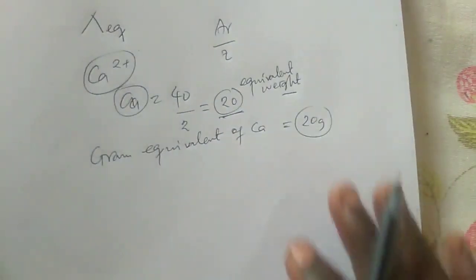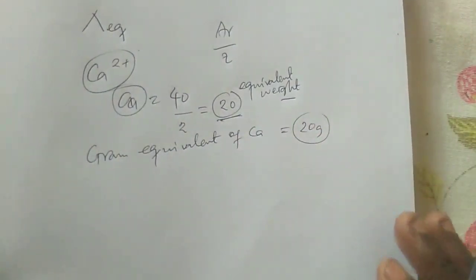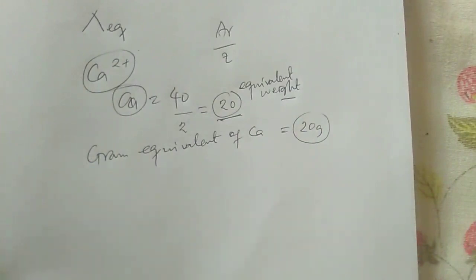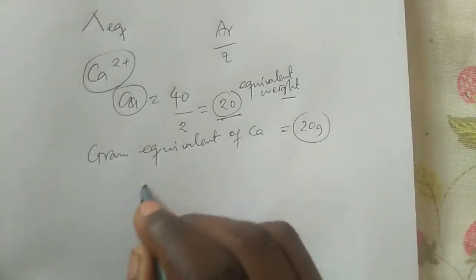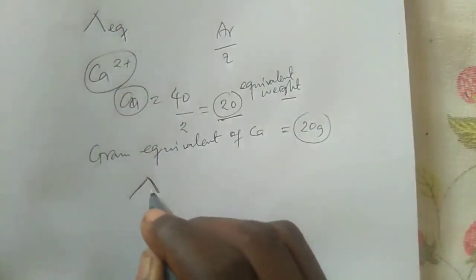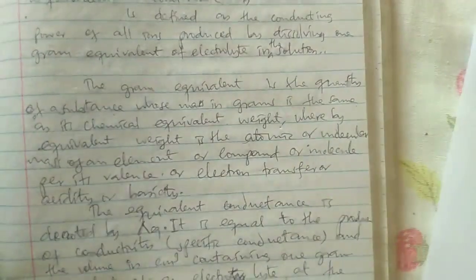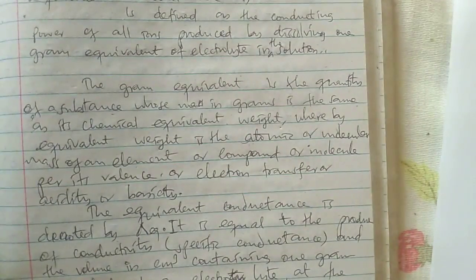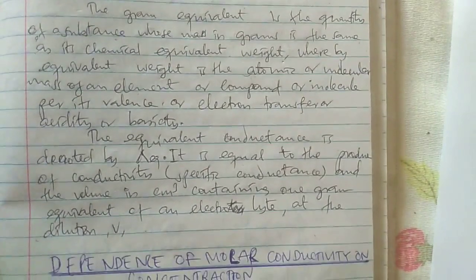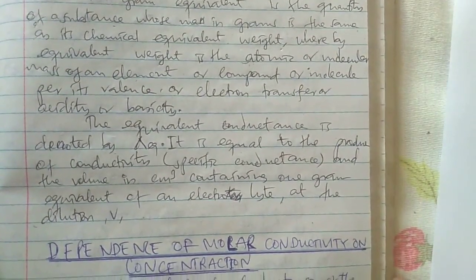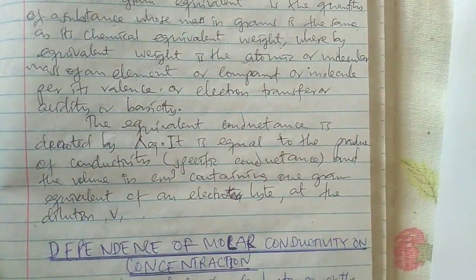So the conductance of a solution containing 20 grams of calcium ions is what we call the equivalent conductance of the solution. The equivalent conductance is denoted by Λ_EQ.